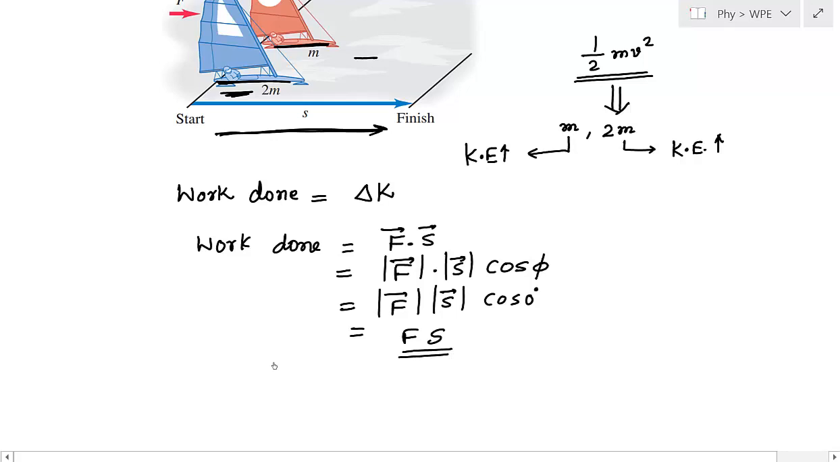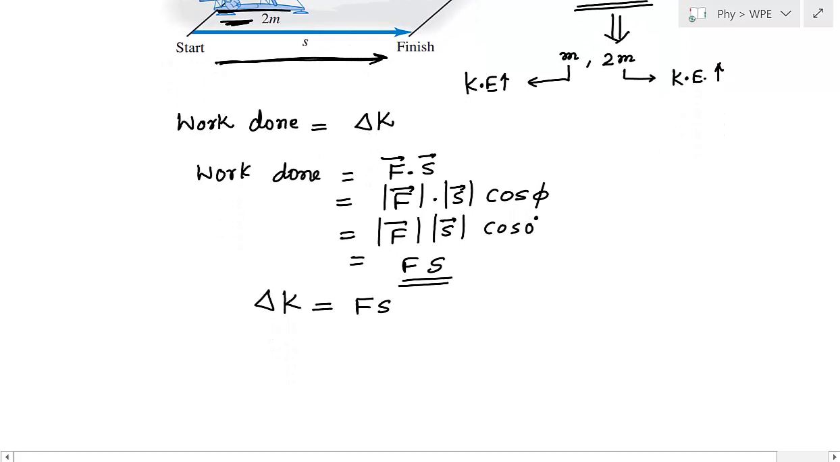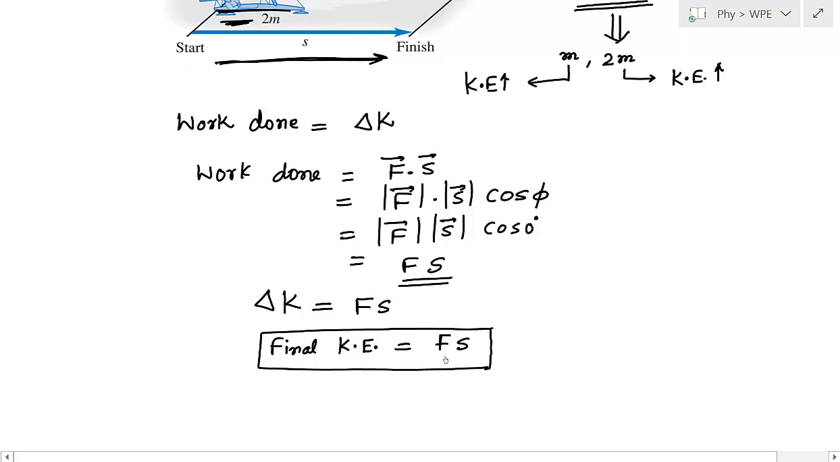So change in kinetic energy in both cases will be nothing but F times S, because this is the work energy theorem. Now both start from rest, that is change in kinetic energy is equal to final kinetic energy minus initial kinetic energy. Since both start from rest, initial kinetic energy is 0. So final kinetic energy in both cases is equal to Fs. So you see, in this case, both ice boats will have the same kinetic energy, and the magnitude of this is F into S.